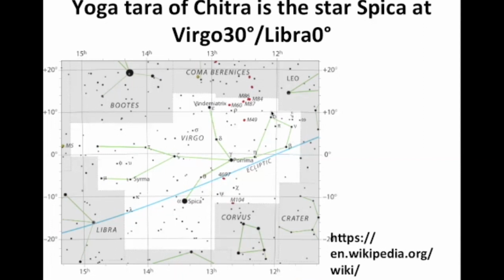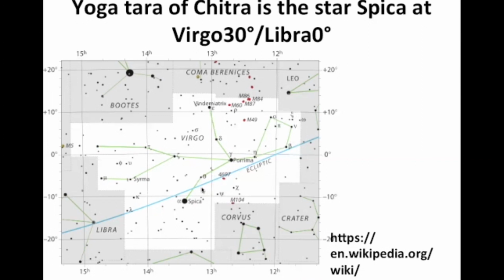If you calculate the sidereal position from Aries to Pisces, the Spica star falls at Virgo 30 degrees or Libra 0 degree. It's exactly halfway between Aries and Pisces. Aries to Virgo is six signs, and then Libra to Pisces is the next six signs. And the Chitra star is exactly located at Virgo 30 degrees or Libra 0 degree.